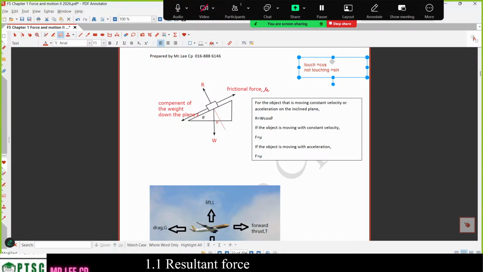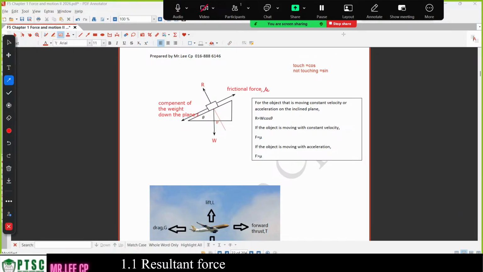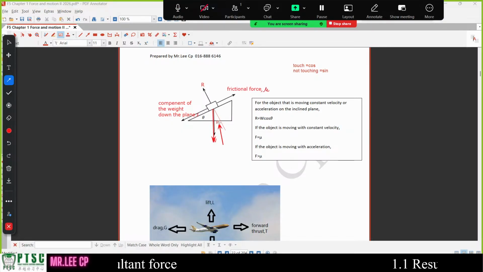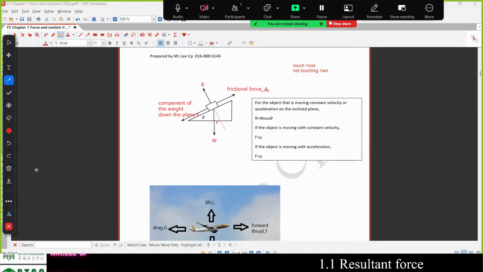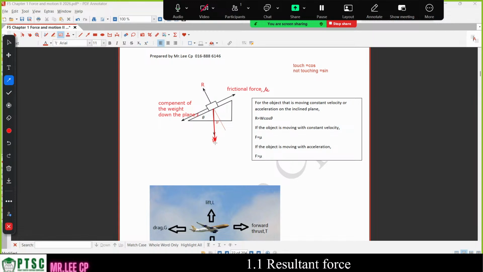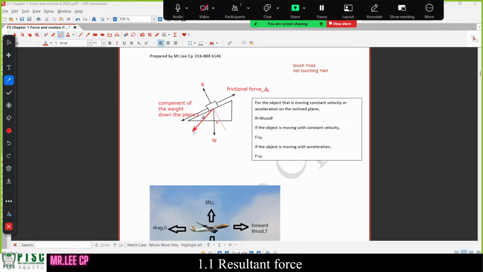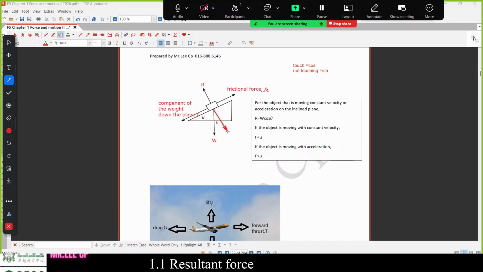Okay. I repeat one more time. When this W comes to here, teacher, what is touching? You see this theta here, the red one, it is not this one, not this one, right? So the theta here, W brought to here, touches theta, I use cos. If this W I bring to here, not touching, I use sine. Touch, I use cos. Not touching, I use sine.